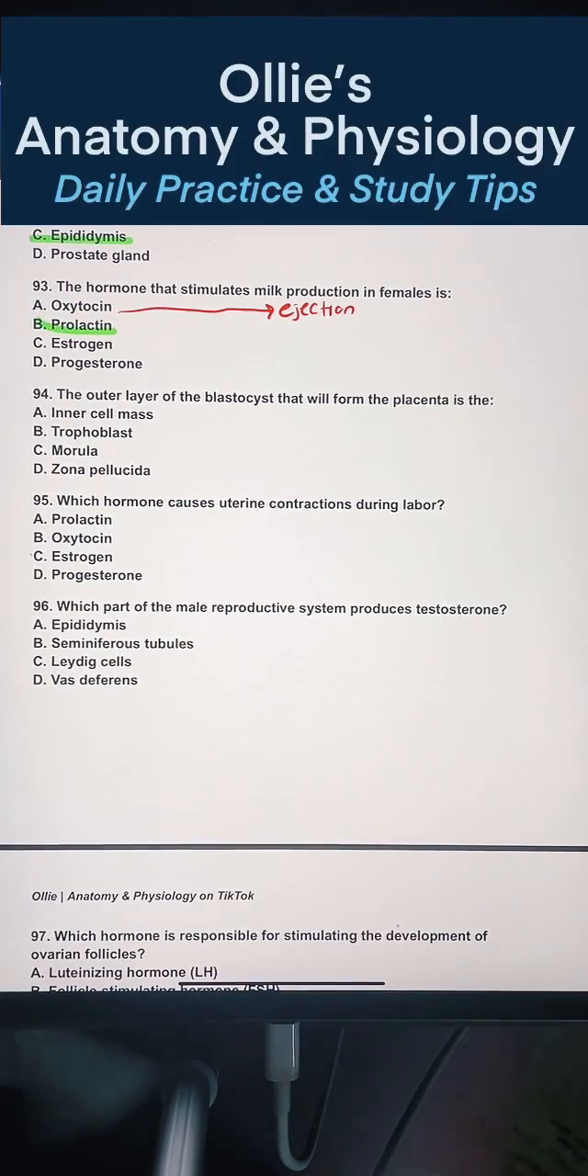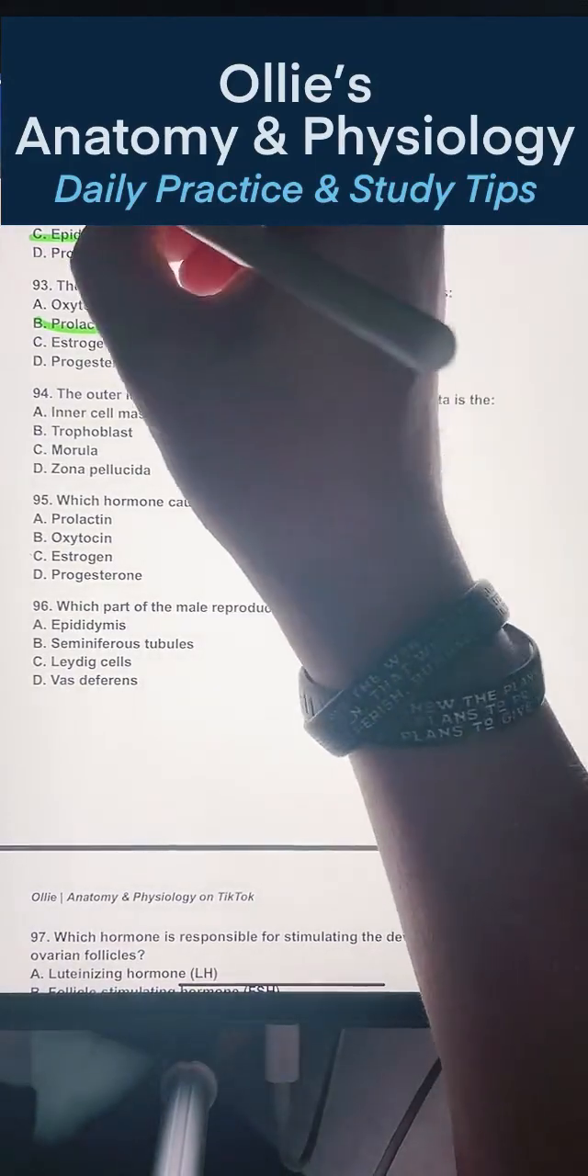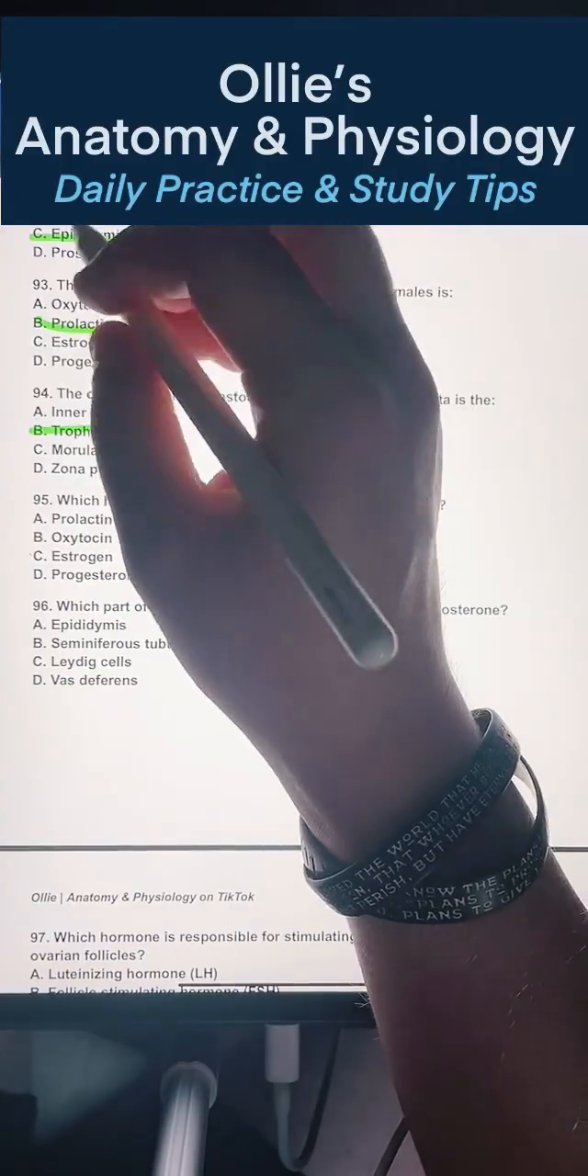Awesome. Prolactin for milk. Yep. That's awesome. Let me know what you guys think down in the comments. A, B, C, or D. Let me know what you guys think. Awesome. Trophoblast, B. That is absolutely correct.